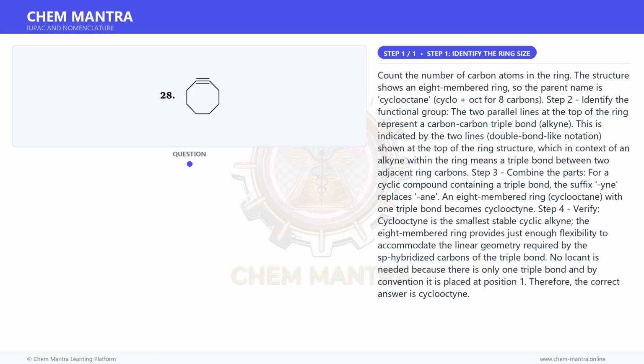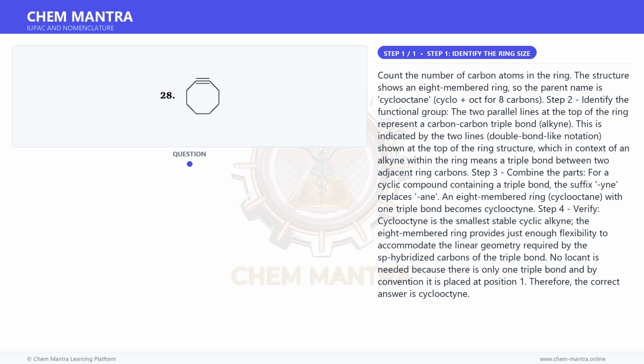Step 2. Identify the functional group. The two parallel lines at the top of the ring represent a carbon-carbon triple bond, alkyne. This is indicated by the two lines, double bond-like notation, shown at the top of the ring structure, which in the context of an alkyne within the ring means a triple bond between two adjacent ring carbons.